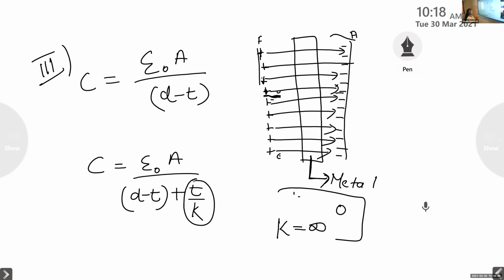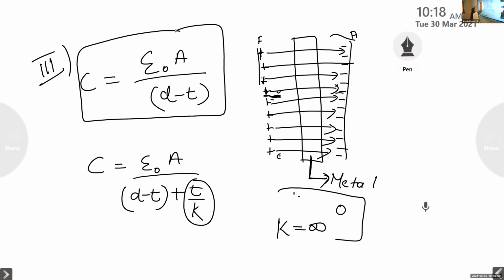This is a special case if we are considering the metal as a medium of separation between these conductors. You just imagine, suppose, then the value of the capacitance is changed like this. Clear? If you have any doubt, you can ask now. No problem.